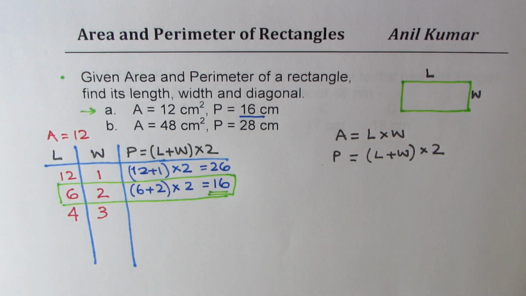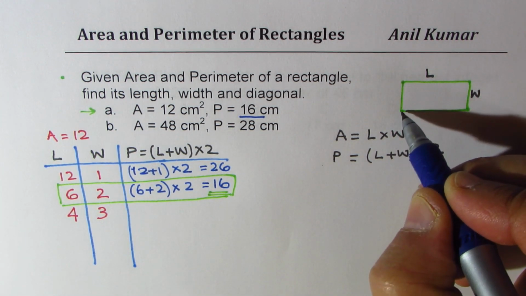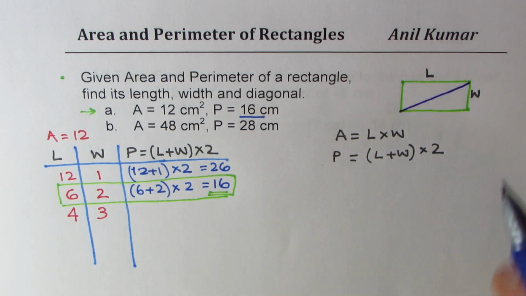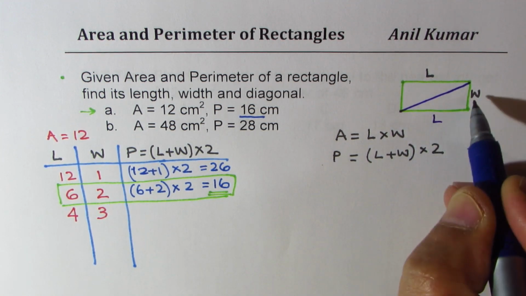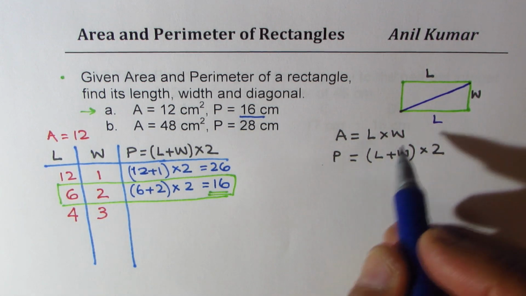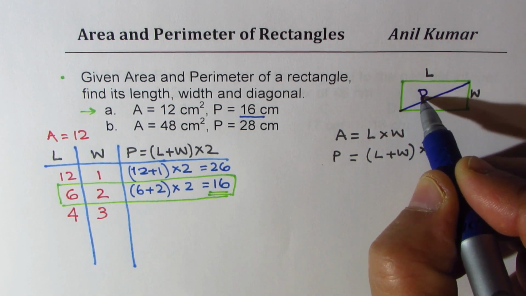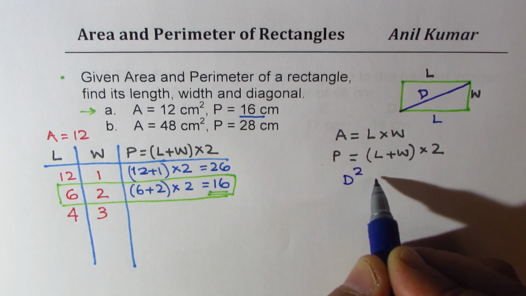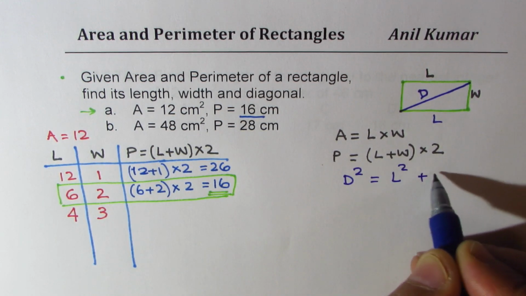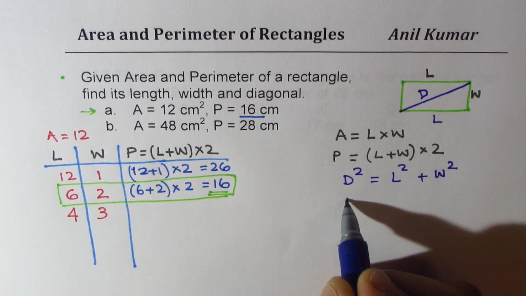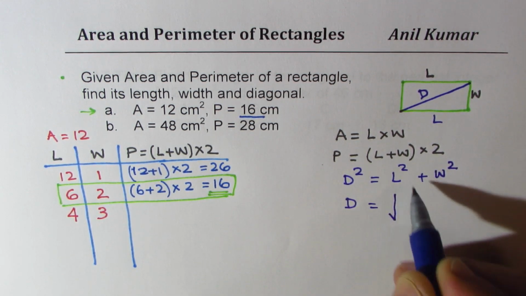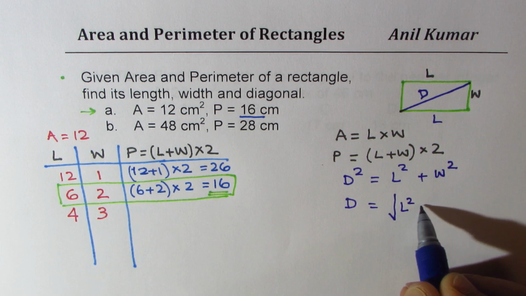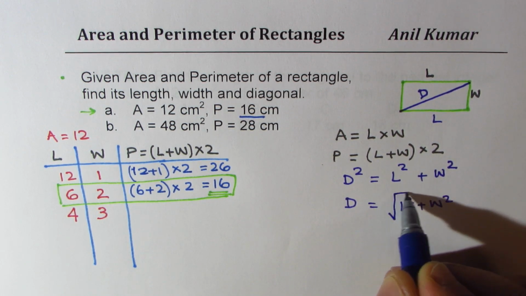So we got length and width. Now, how do we get the diagonal? Now, in middle school, you learn about the Pythagorean theorem, right? So here we know this is length, this is width. And let's say diagonal is D. Then we know that D square is equal to length square plus width square. So the diagonal D will be the square root of this sum, length square plus width square. Does it make sense to you?